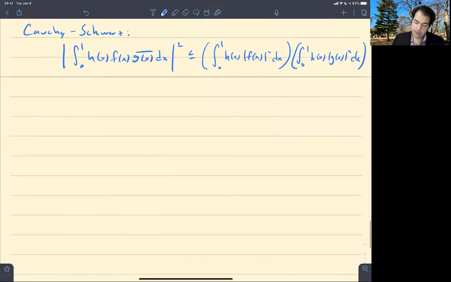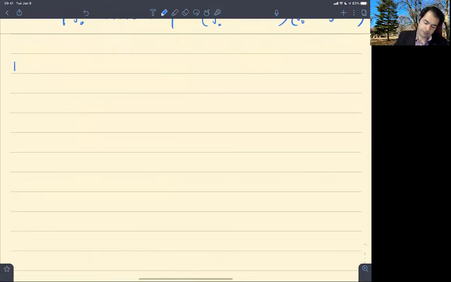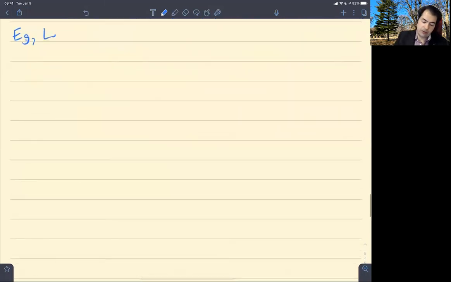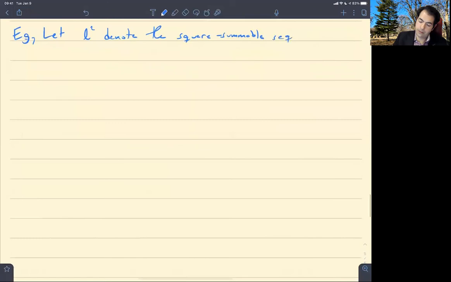Okay, let's do one more. Another infinite dimensional one. So let's let little l2 denote the square summable sequences over the real numbers.